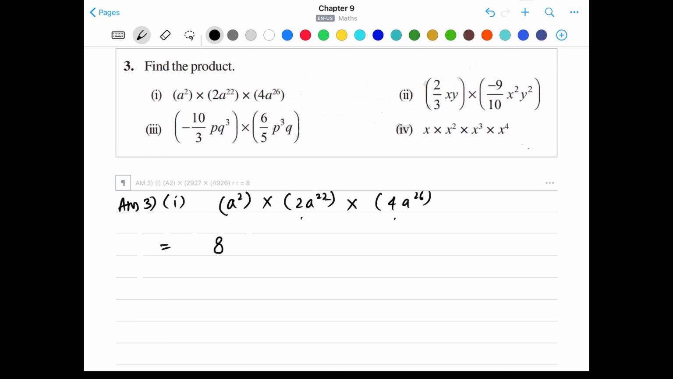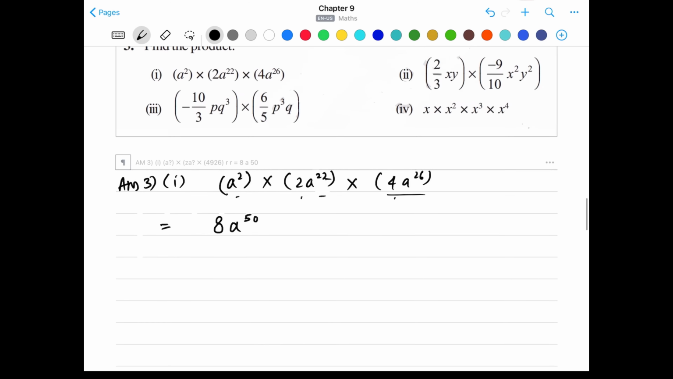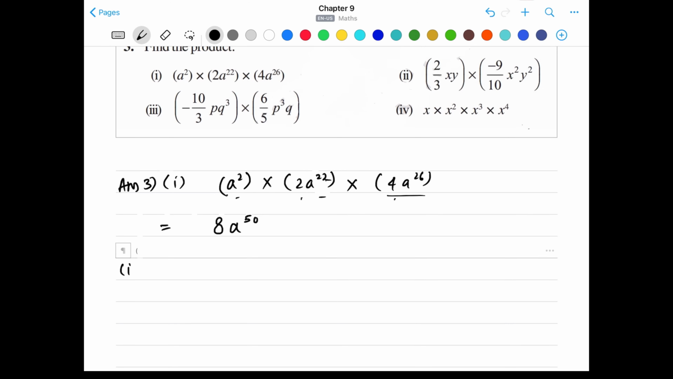Okay, now let's add the powers of the variable. So we have 2 power here, 22 here and 26 here. So 26 plus 22 will give us 48, and 48 plus 2 will be 50. So this result will be 8 a power 50. Okay, so that means whenever we multiply the same variable, the power of the variable will be added.